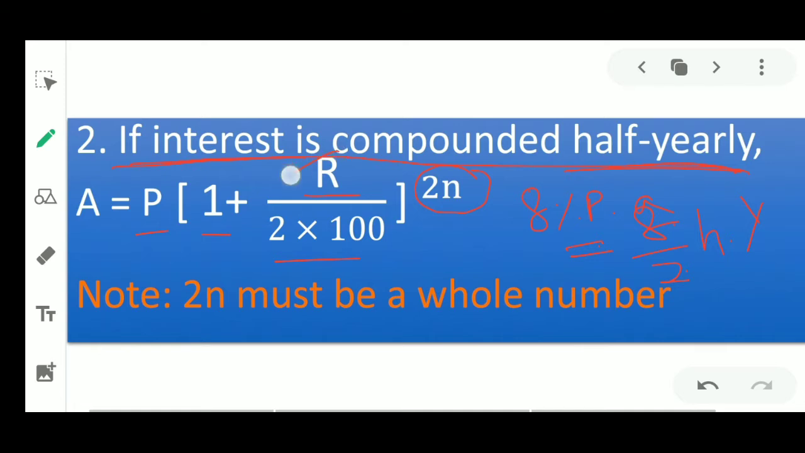So the formula has R by 2 here, and the time is always 2n if the interest is compounded half yearly, because 2 years equal 4 half years. Yes or no? 2 years can be written as 4 half years. So that's why 2n is here. So the formula is A = P into (1 + R/(2 into 100)) whole to the power 2n, and here 2n must be a whole number.